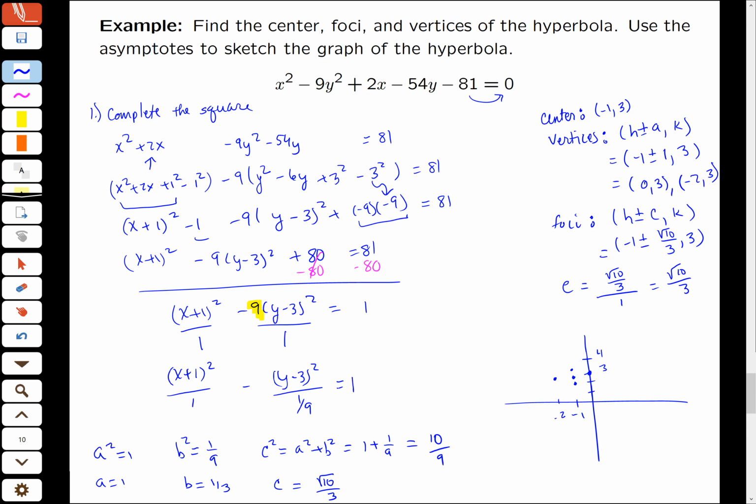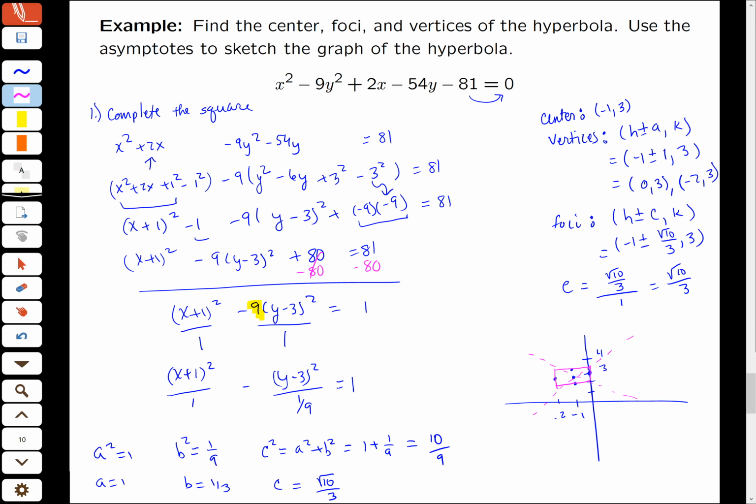Okay, I'm going to draw this in a different color. Each of those dots is the middle of a side. Let me try that again. Okay, we have our rectangle drawn, and now we draw the diagonals with a dash. The diagonals of these rectangles are the asymptotes. It says use the asymptotes to sketch it.